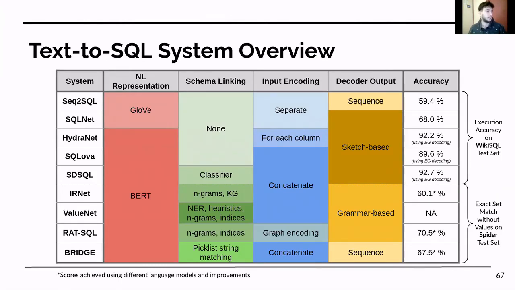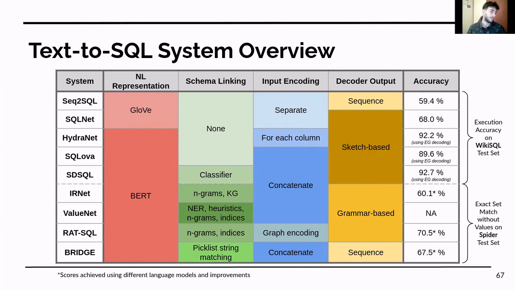So here we can see an overview of all the systems that we have discussed. As you can see, the majority of these systems use BERT for natural language representation, and we could argue that the two systems using GloVe only do so because at the time that they were released, BERT was not yet available.